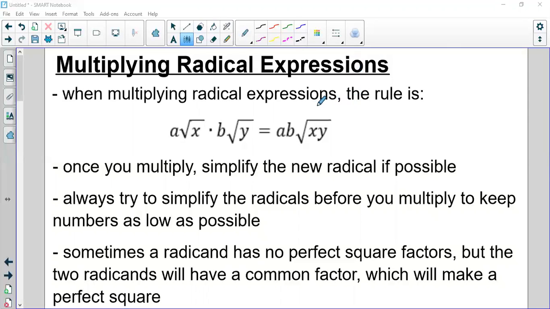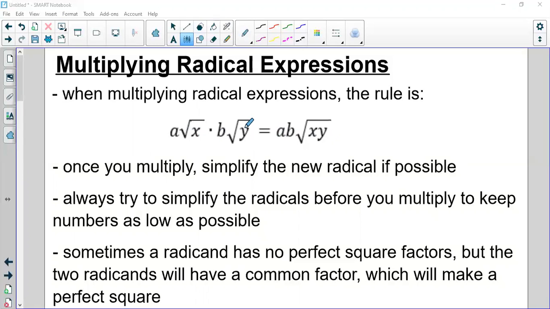If you're multiplying radical expressions, a times square root of x times b times square root of y, well, there's a multiplication in here, it's implied. There's a multiplication right here, it's implied. So we're going to use our commutative and associative properties to just rearrange and regroup these. Put the coefficients together and you get a times b, and then put the two radicands together. You get x times y. Notice they stay inside the radical. So all you're doing is multiplying the coefficients and then multiplying the numbers inside the radicals.